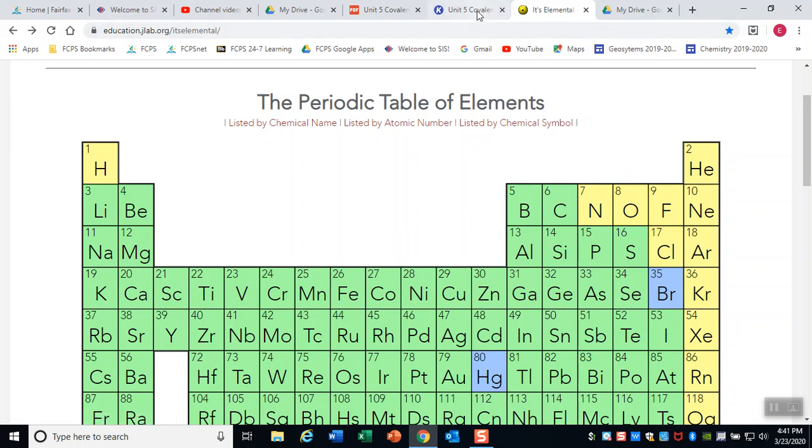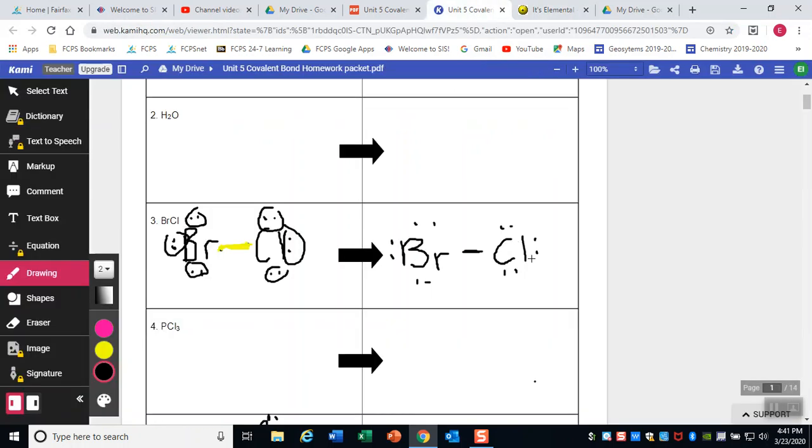So chlorine is going to be better at pulling the electrons closer, and so that would make this kind of a negative side and this more positive, because the electrons are negative. So you have a polar, linear, covalent bond here, molecule.